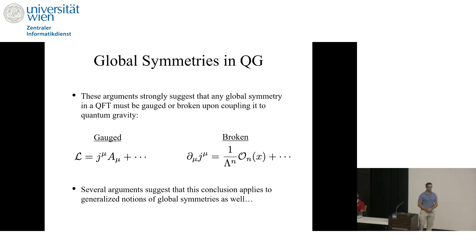This strongly suggests that any would-be global symmetry, which may exist in a quantum field theory, must be either gauged or broken upon coupling the theory to gravity. And several of these lines of reasoning likely apply to generalized notions of global symmetries as well.